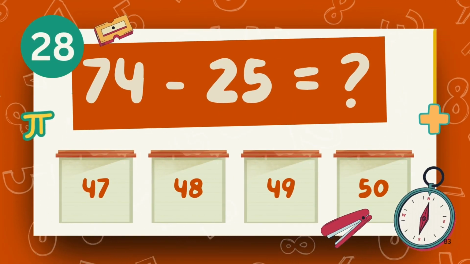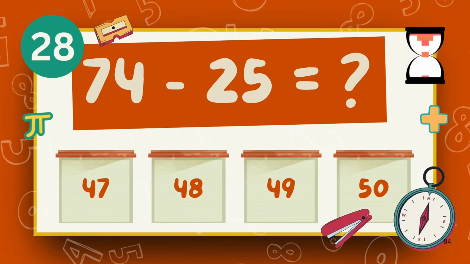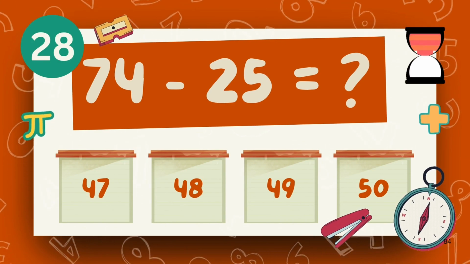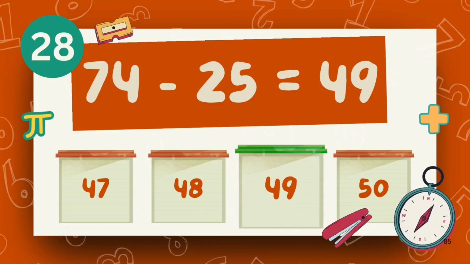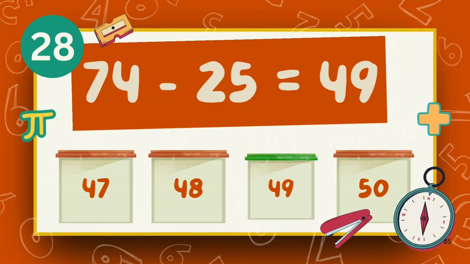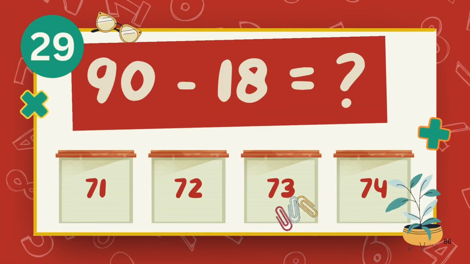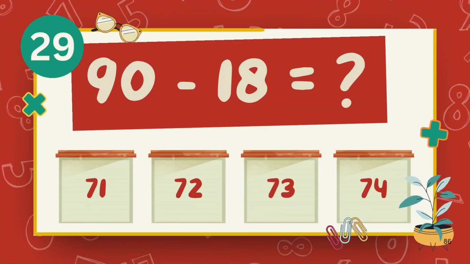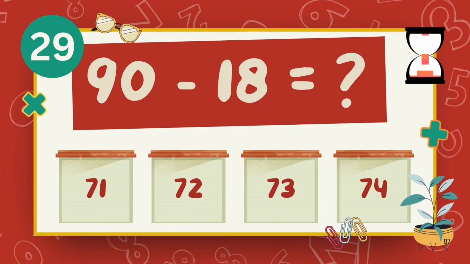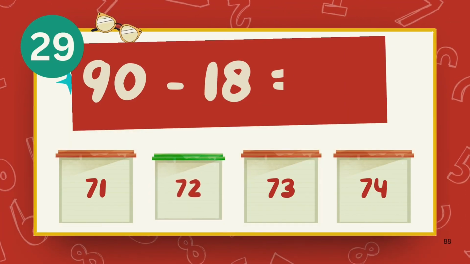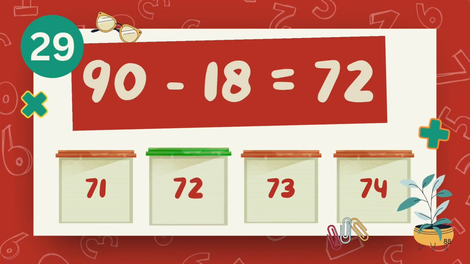What is 74 minus 25? The answer is 49. What is 90 minus 18? The answer is 72.